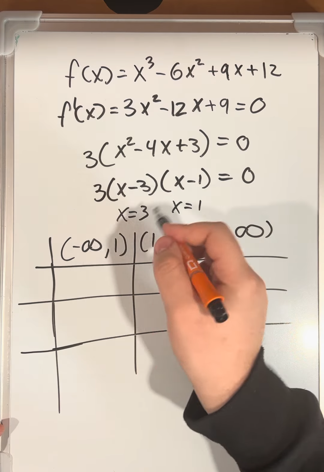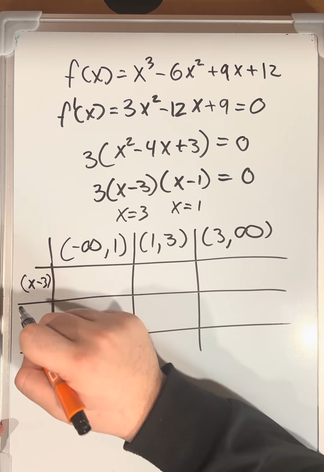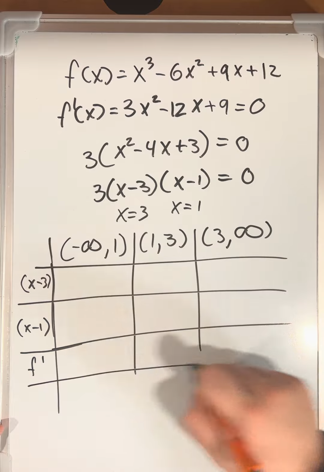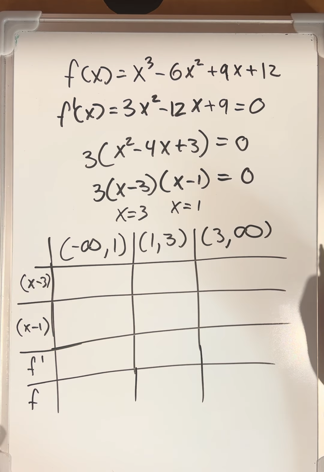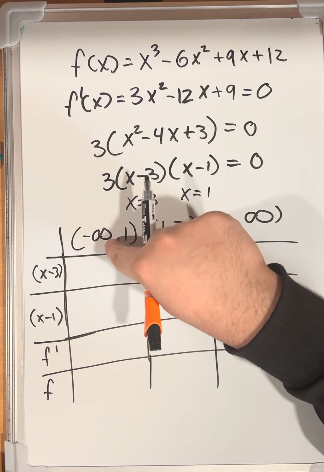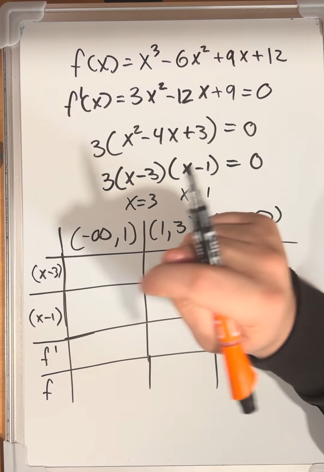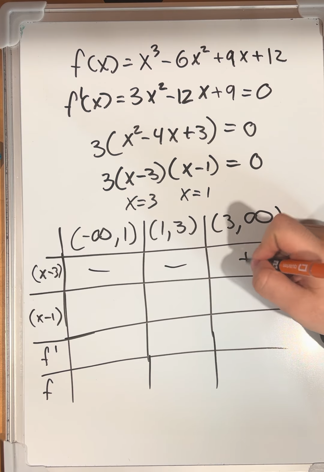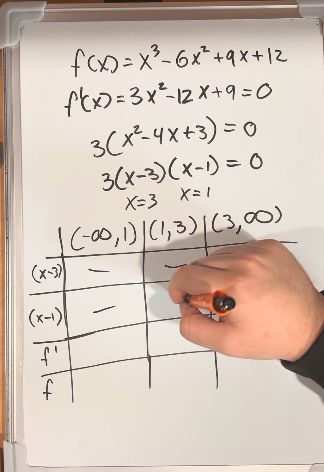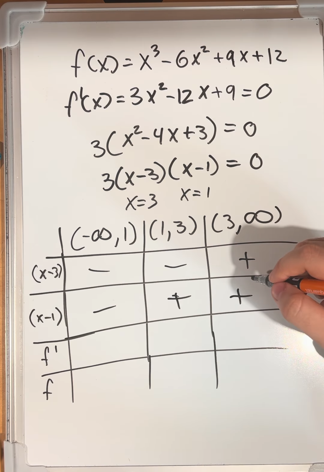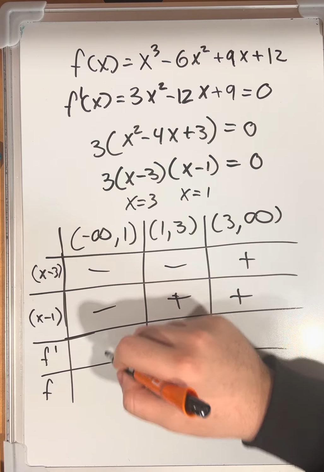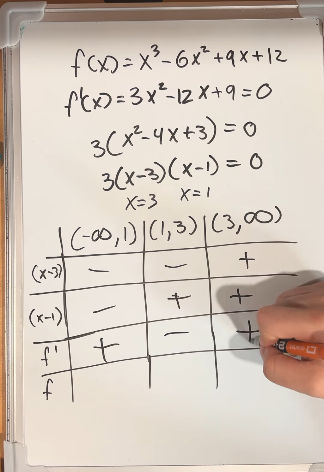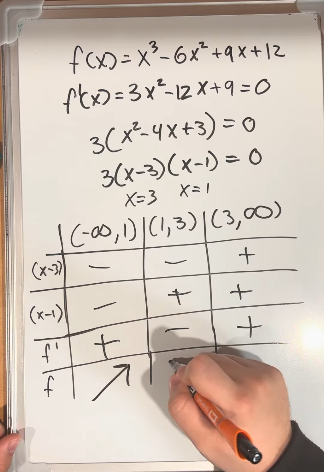Okay, now let's write our factors: x minus 3, x minus 1, f prime, and f. So let's go. So when x is between negative infinity and 1, what's the value of this? Well, it's negative. Here it's also negative, and here it is positive. This is negative, positive, and this was going to be positive because two negatives make a positive. This is going to be negative, and this is going to be positive, which means we can write this as arrows.